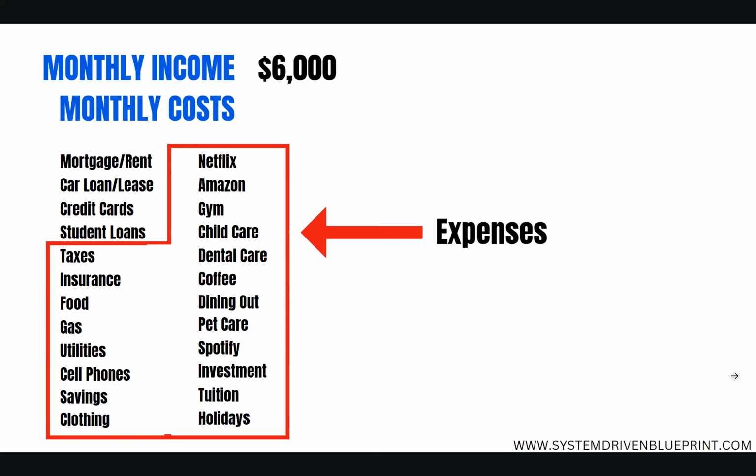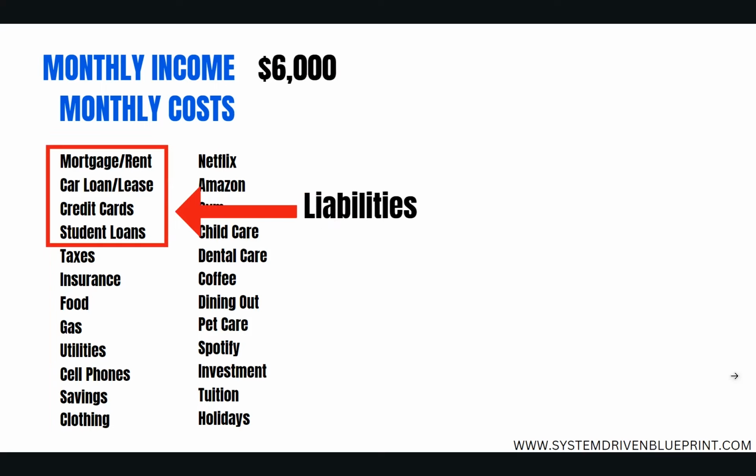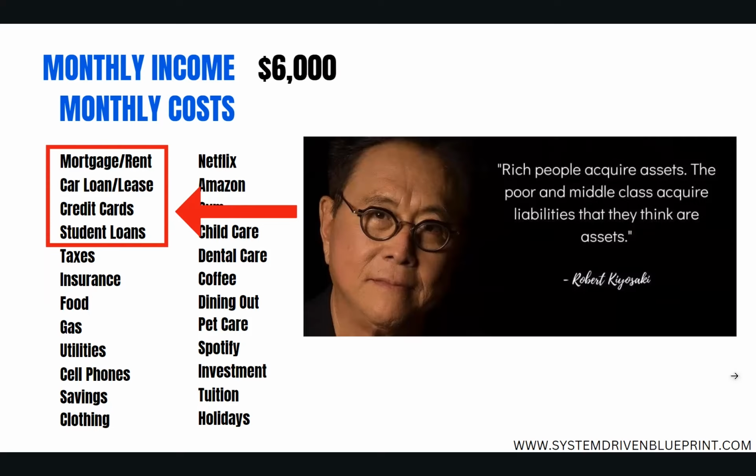Now, in Robert Kiyosaki's Rich Dad, Poor Dad, he calls these things expenses, and he calls these other things liabilities. These are liable because if you run your credit report, these are the things that show up. Robert Kiyosaki says rich people acquire assets, the poor and middle class acquire liabilities and think they are assets.